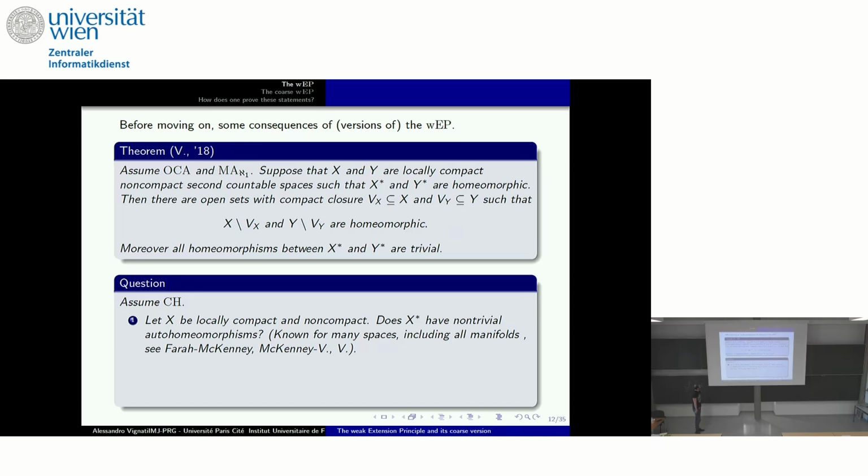I don't know what's the situation under CH for non-zero-dimensional spaces. So we all know that Pavlovichenko says that under CH, remainders of zero-dimensional spaces are all homeomorphic, right? It's everything, it's beta omega minus omega. But in the one-dimensional setting, I don't know if everything has non-trivial homeomorphisms. I know it for many spaces. We know it for manifolds. We know it for, well, all zero-dimensional ones, obviously. But there are some tricky spaces I cannot understand.